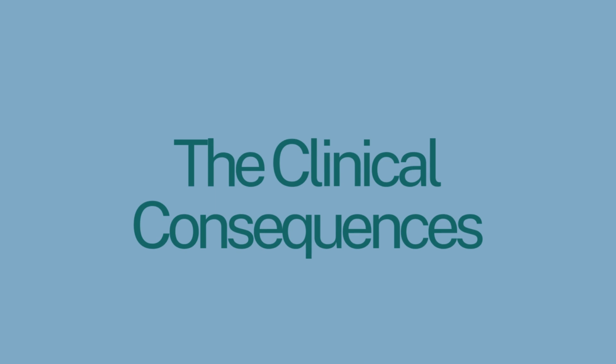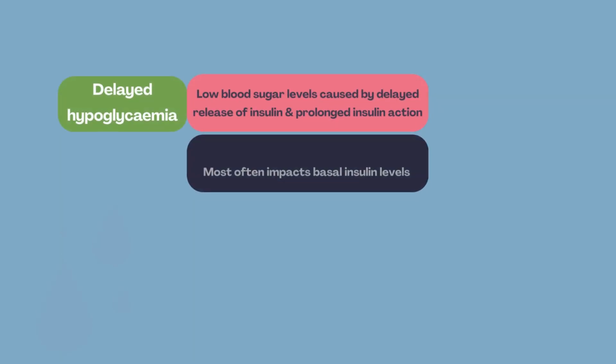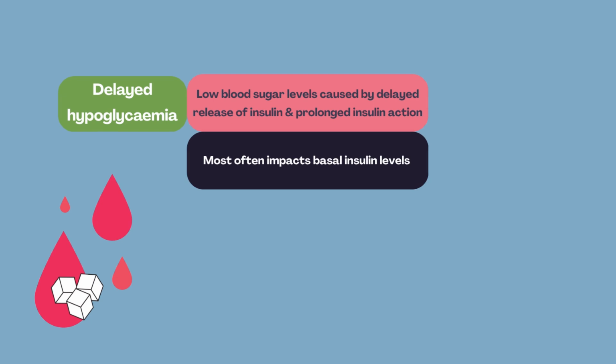Now, we will talk about the clinical consequences of insulin and alcohol interaction. The first being delayed hypoglycemia, which refers to low blood sugar levels caused by the delayed release of insulin as a result of alcohol being metabolized first, and the prolonged insulin action as a result of extended circulation of insulin. The impact is most commonly observed on basal insulin levels.